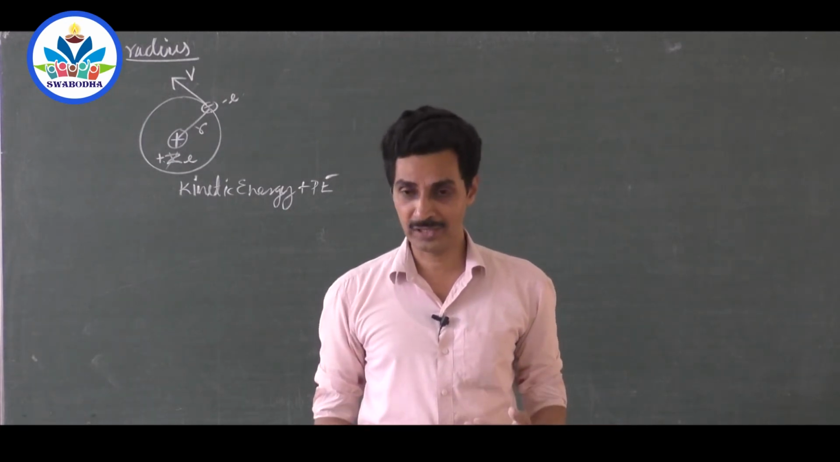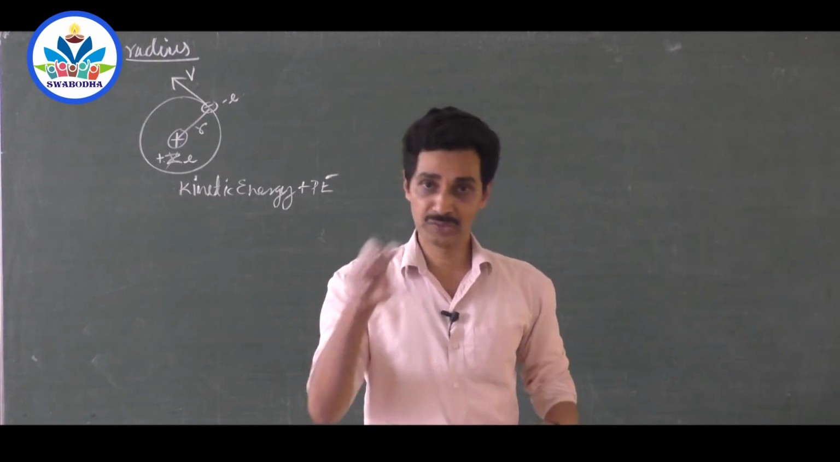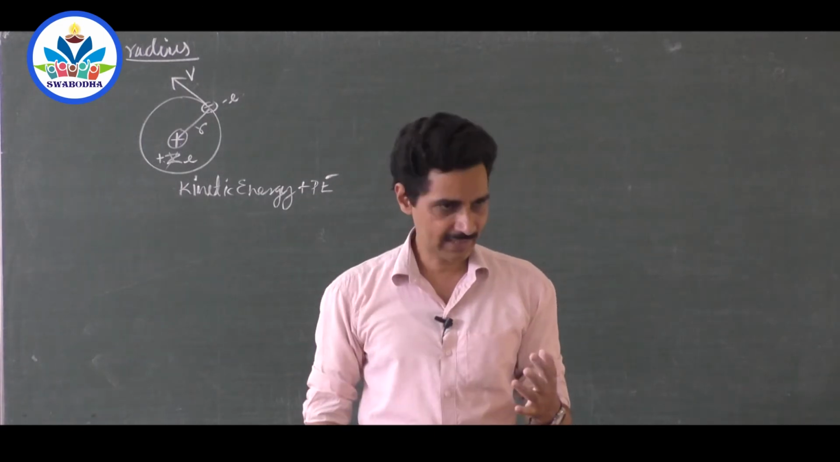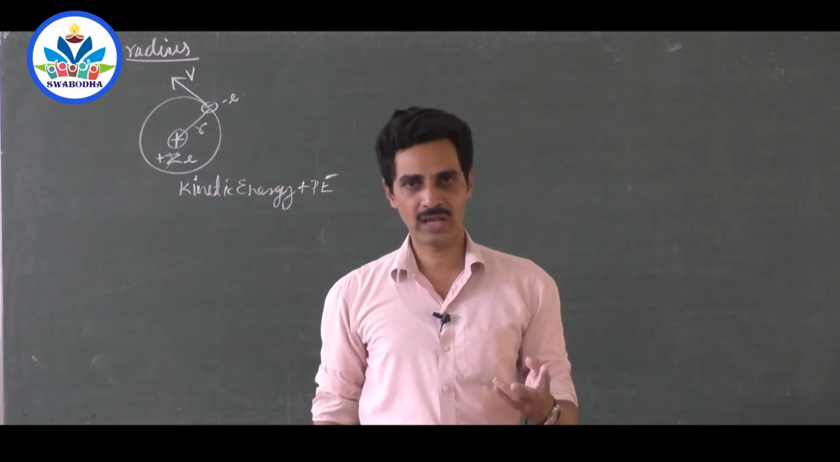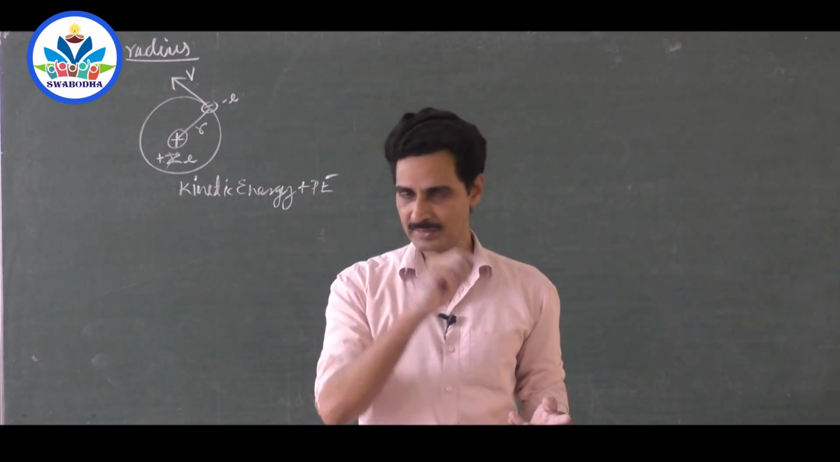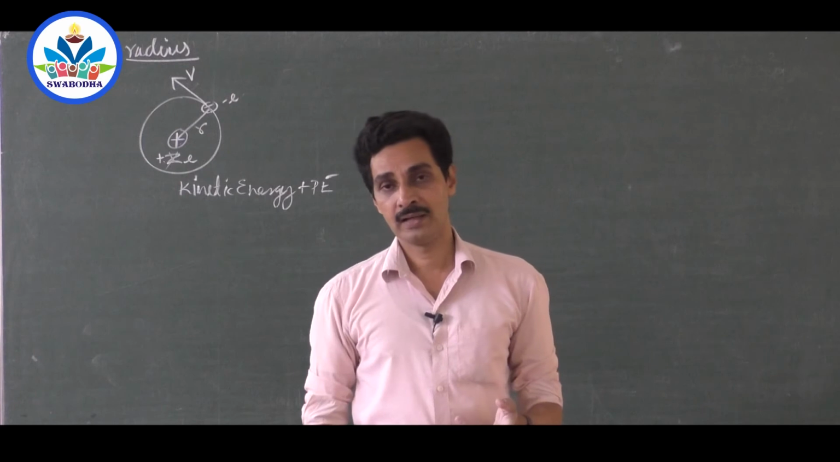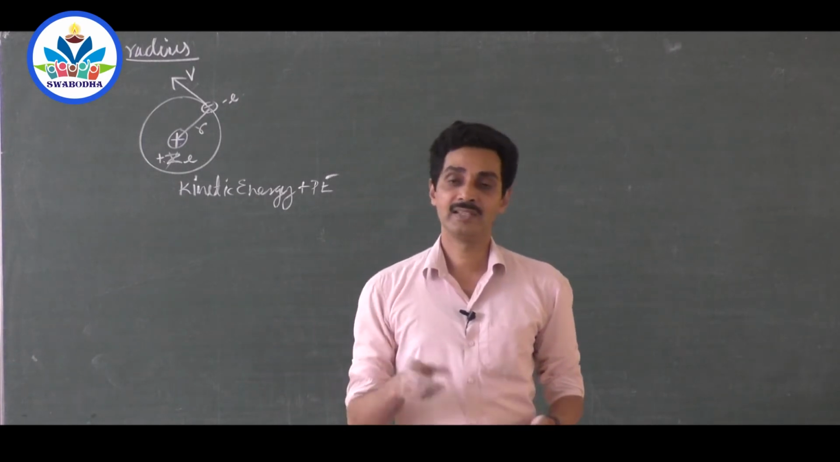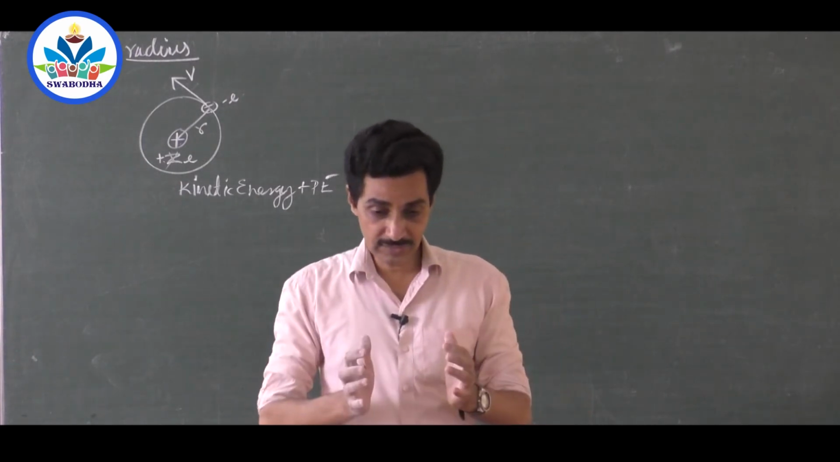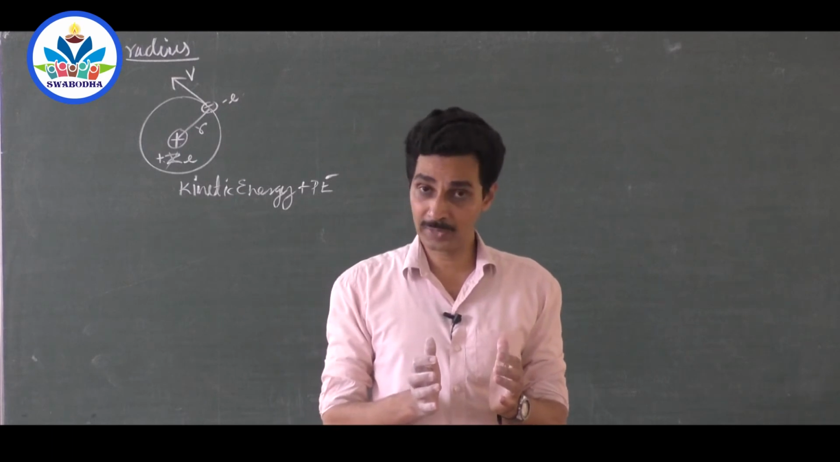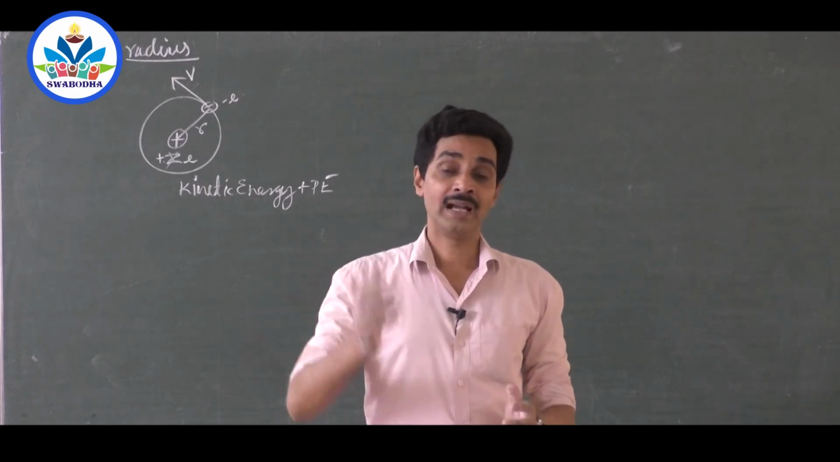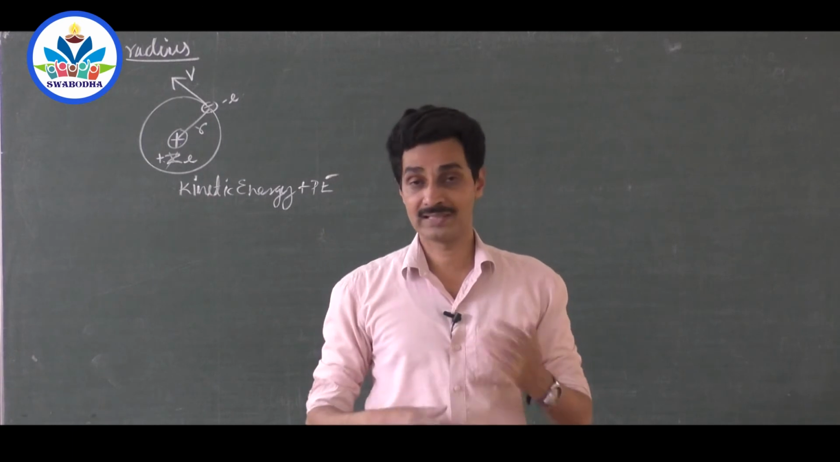In the same way, an electron revolving around the nucleus has kinetic energy and is bound to the nucleus, so it has bound potential energy, which is negative. Its total energy is negative, because the energy with which it is bound to the nucleus, that is negative potential energy, is much more, and the energy with which it is revolving around is less.